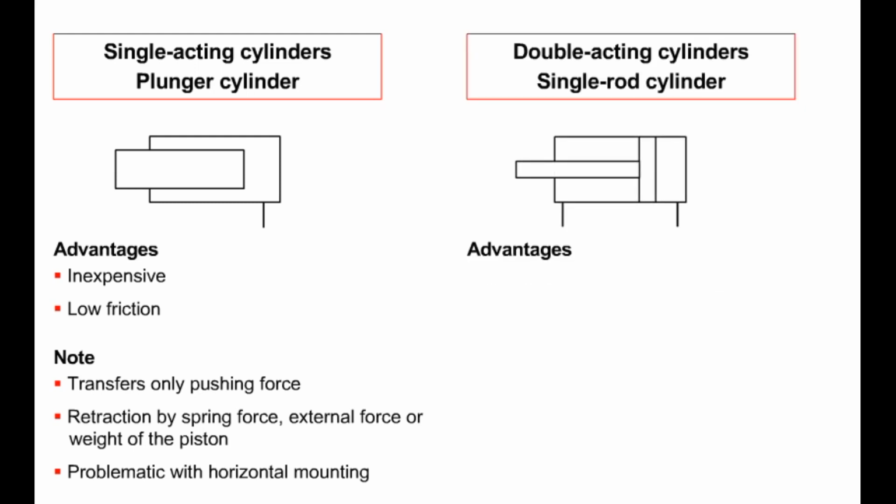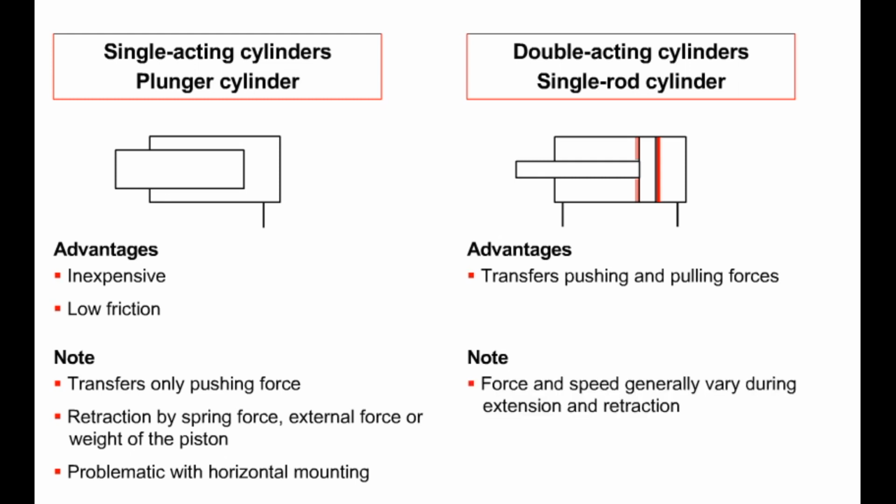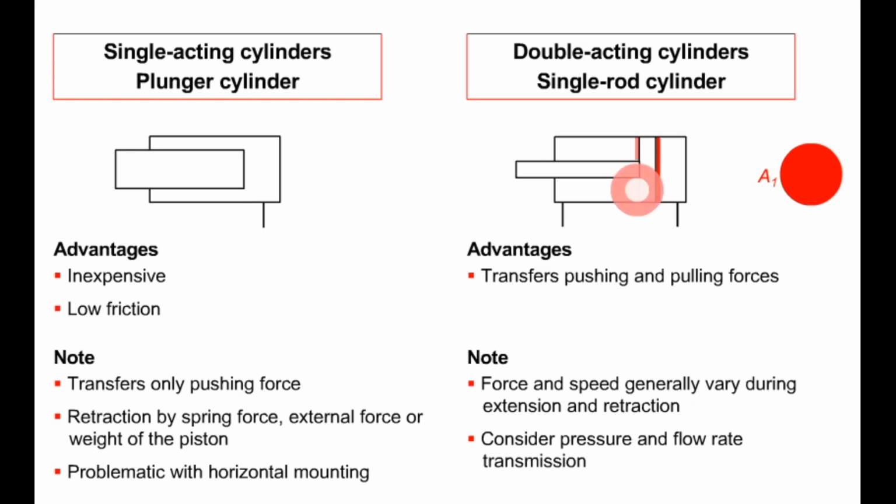The single-rod cylinder can transfer forces in both directions of movement. On the cap side of the cylinder, hydraulic fluid is applied to the entire piston area, and on the rod side, only the annulus area around the piston rod. Therefore, the force and the speed will generally vary during extension and retraction. For example, if area A1 is twice as large as area A2, the extension force is 2 times larger than the retraction force for the same operating pressure.